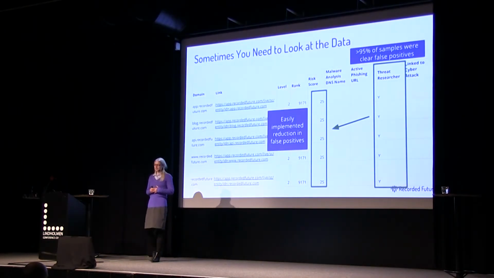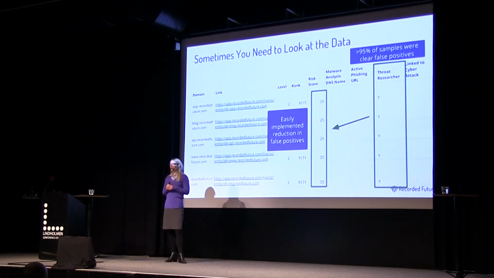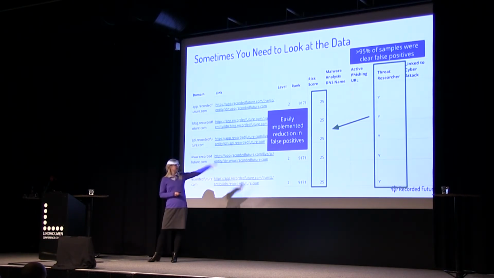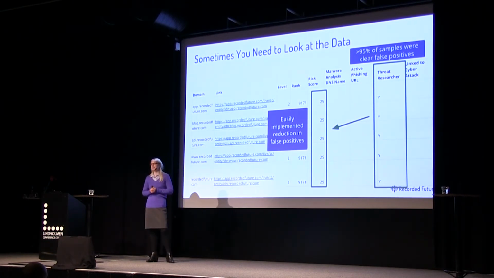So then we were able to find this one particular filter, the threat researcher rule, where over 95% of the samples that we looked at in this set were very clear false positives. And even the other 5%, probably some of them were false positives, they were just a little bit trickier to determine. So this gave us a very easy way to make a rule that we were able to use to knock out some of our false positives and then easily reduce these false positives here.